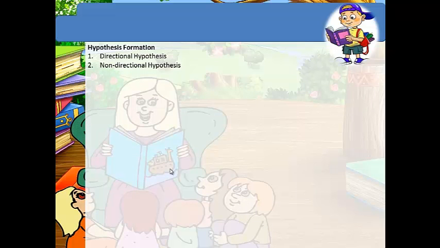Now, there are two formations of a hypothesis. The first one is the directional hypothesis, and the second one is the non-directional hypothesis. A directional hypothesis predicts an outcome in a particular direction, whereas the non-directional hypothesis simply states that there will be difference between the groups of variables.